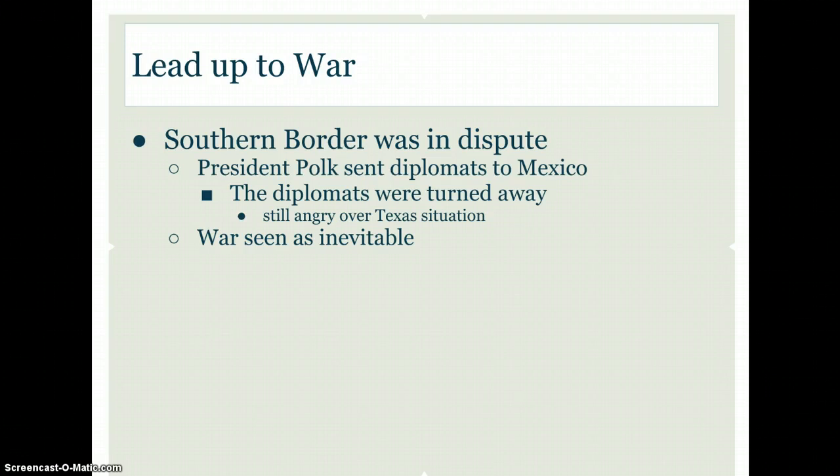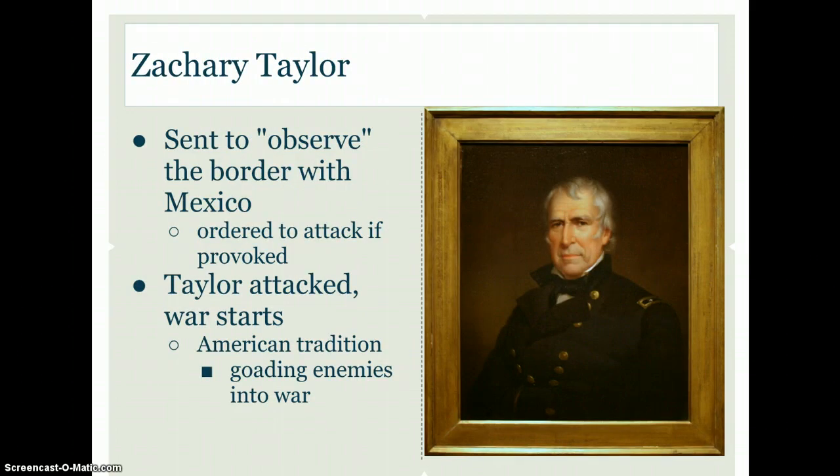The Mexican government is still smarting after the Texas Revolution, and what they see as American intervention. But to many, war is seen as inevitable. Zachary Taylor is sent in. He's kind of the head honcho, the best general of the period, and he's sent to observe the border with Mexico. And he's ordered to attack if he is provoked. Well, the way the United States often goes about starting a war is they goad the enemy into attacking first. So he sets up camp right on the border of Mexico, and most countries don't like that, so they send their army, and shots are fired, and war begins.